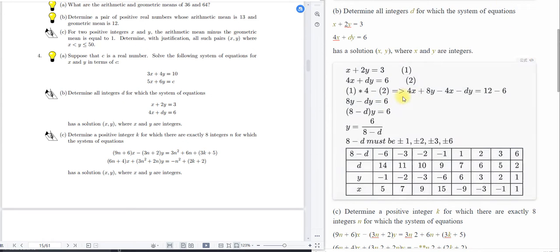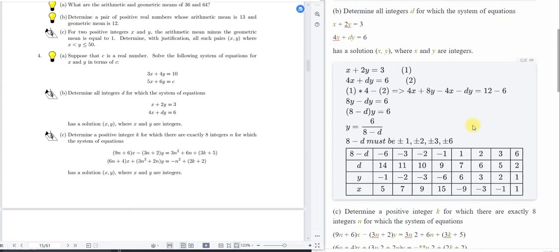So there's no x anymore. 8y minus dy equals 6. (8 minus d) y equals 6. So y equals 6 over (8 minus d). 8 minus d must be a factor of 6, so it must be positive or negative 1, positive or negative 2, positive or negative 3, positive or negative 6.